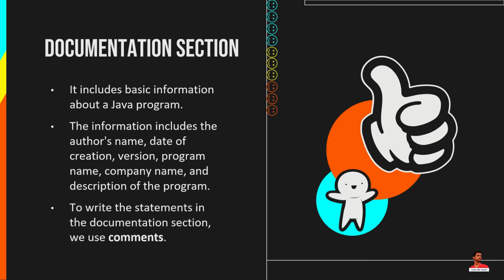To write the statements in the documentation section, we use comments. Comments are beneficial for the programmer because they help them understand the code. These are optional, but we suggest you use them because they are useful to understand the operation of the program. So you must write comments within the program. The comments may be single line, multi-line, and documentation comments.